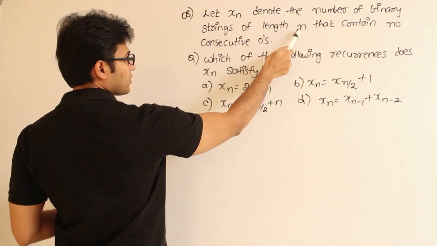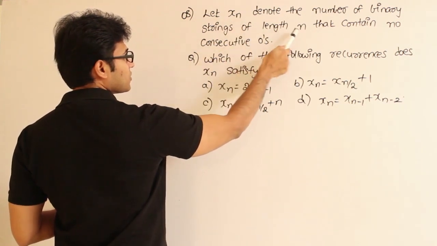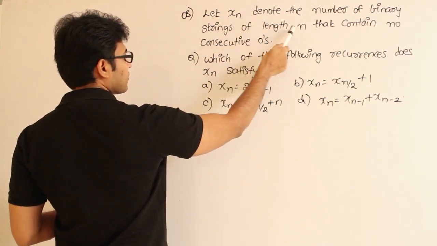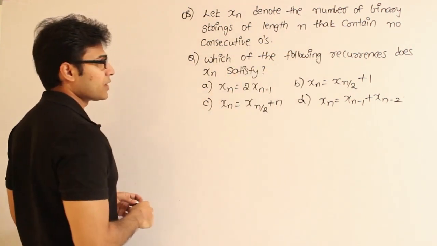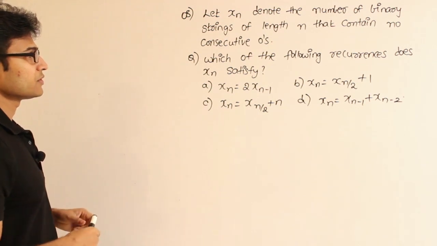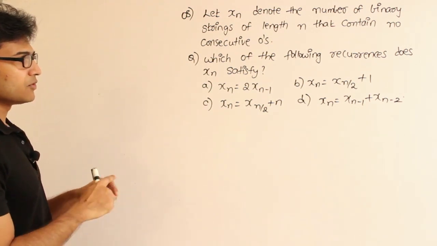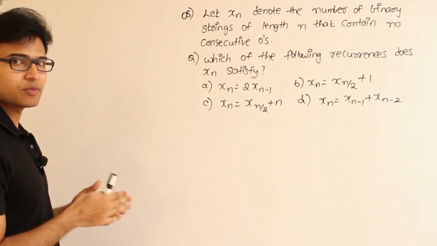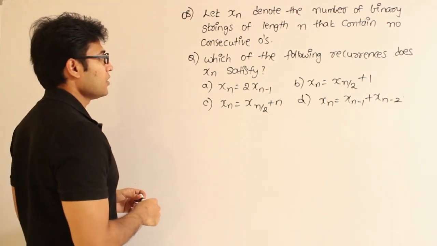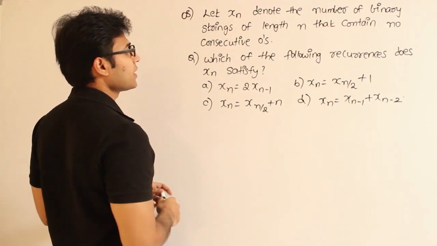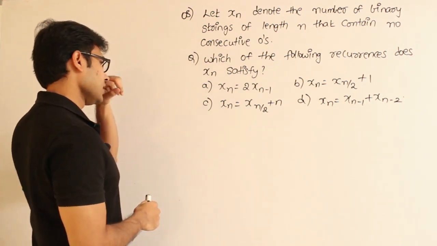Xn denotes strings of length n, x1 denotes strings of length 1, x2 denotes strings of length 2 that contain no consecutive zeros. No consecutive zeros means two zeros should not appear together. Between every two zeros there has to be a one, right? That is the meaning of it. Now, which of the following recurrences denotes xn? Again they are asking about a recurrence relation.